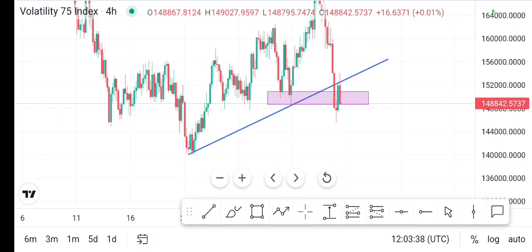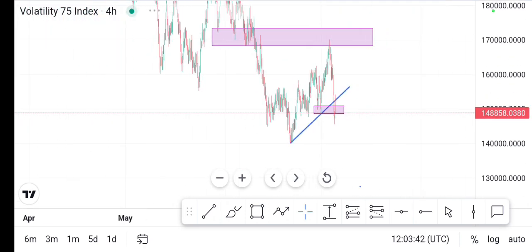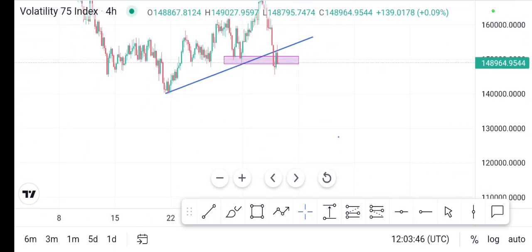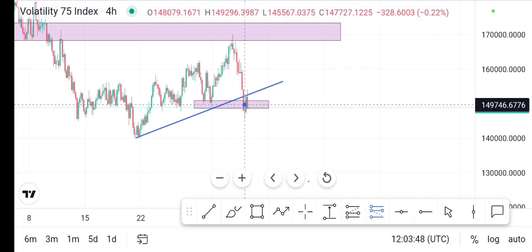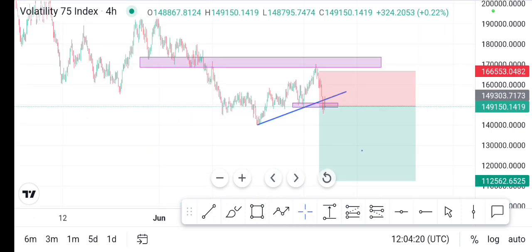Are you getting the point? That is what you can see, and this is a long-term bias. So you can enter here on H4 right now, with the stop loss above, and then we target 1 to 2. That is what we have.